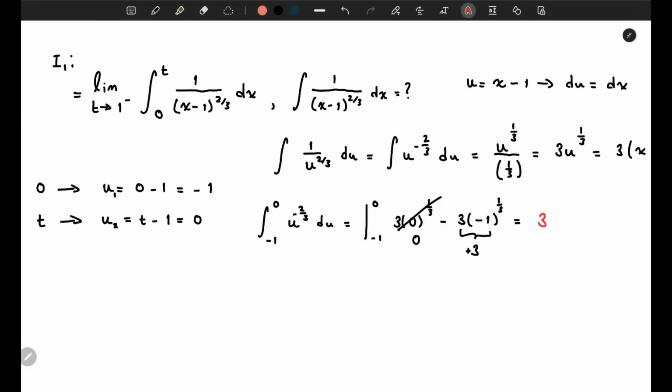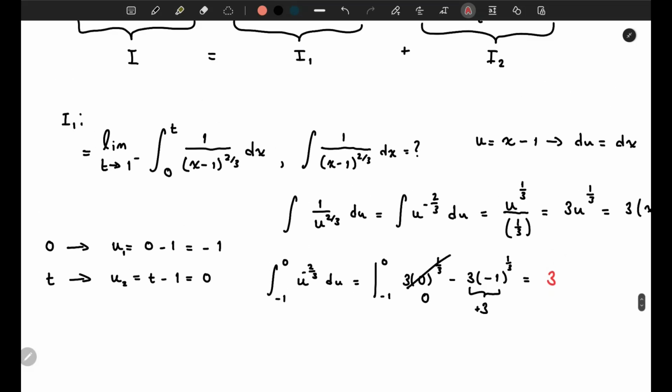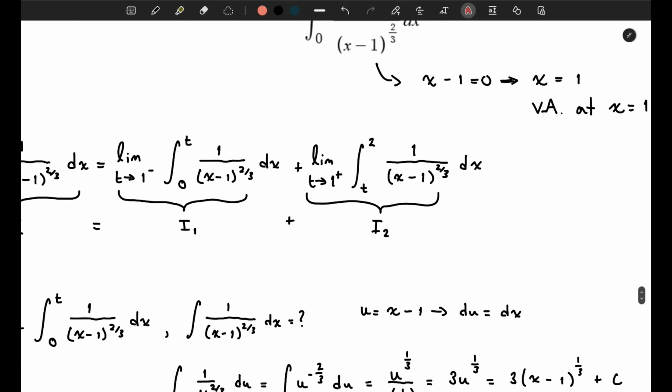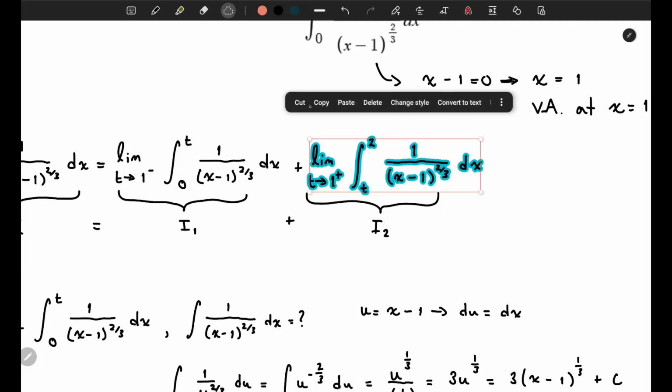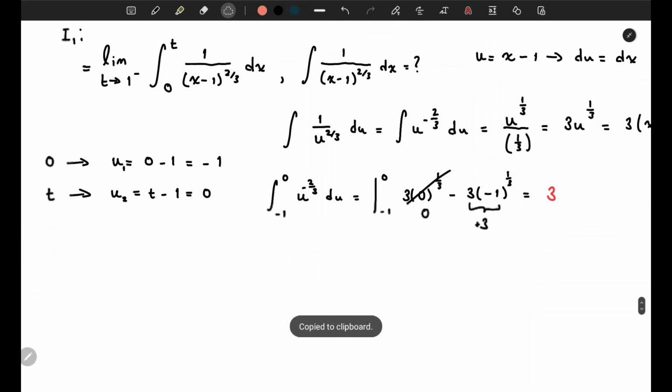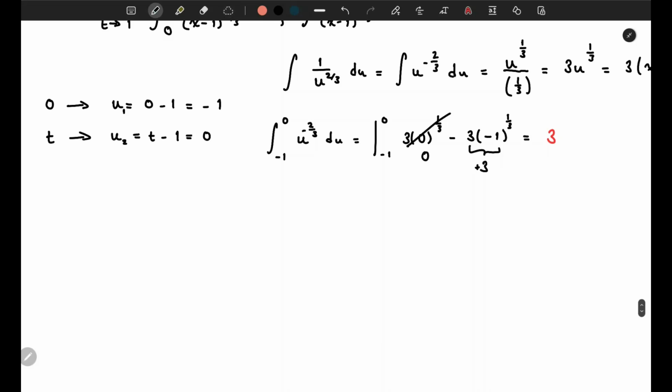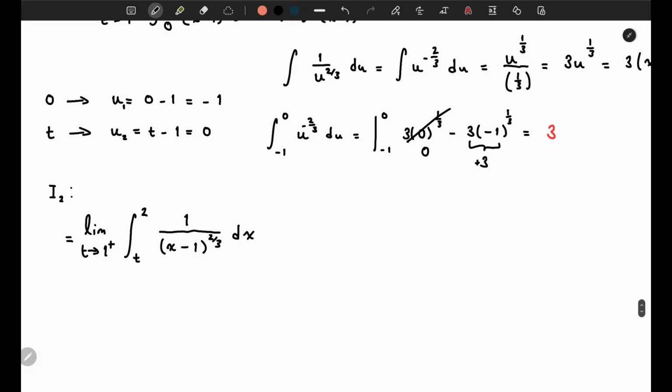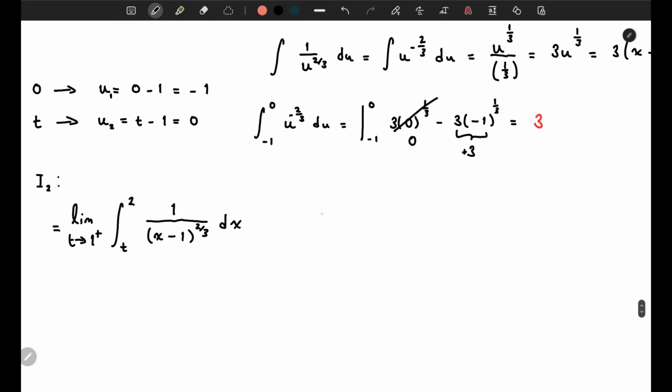Now we're not done just yet. We've got to do I2 now. So let's go up and get I2. So this is I2. We're going to need that as well. So let's write I2 and let's paste. Now we need to change the bounds again.